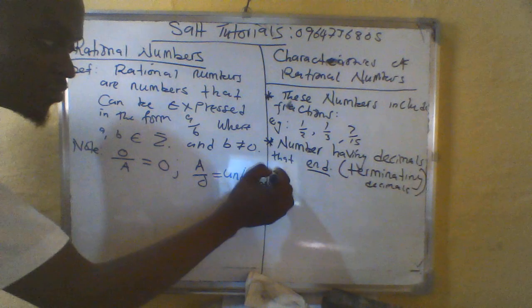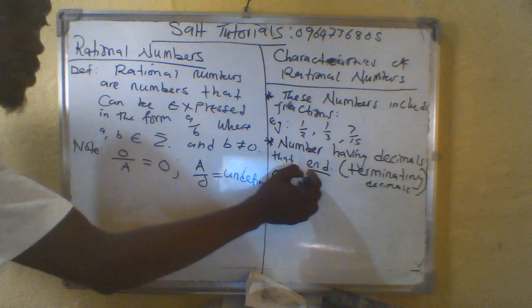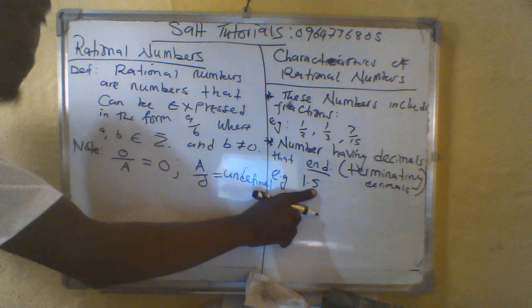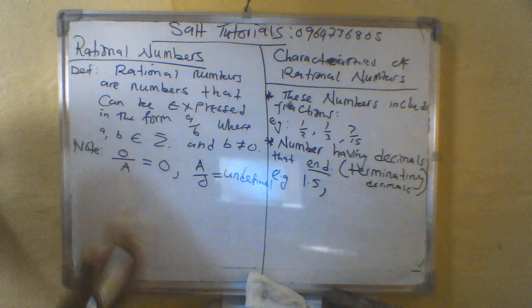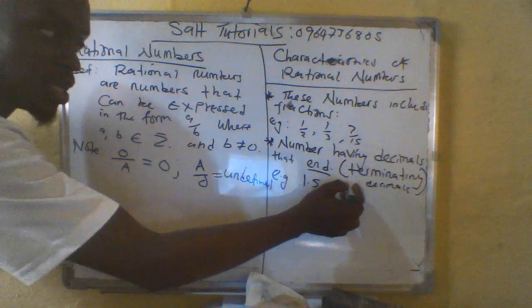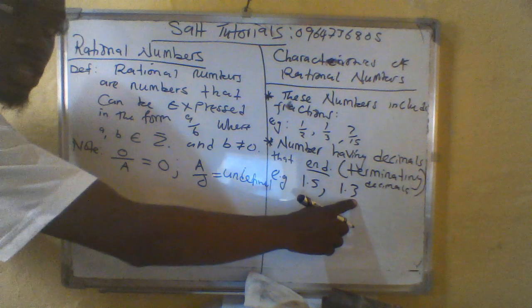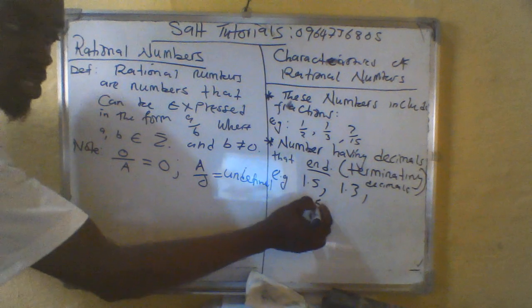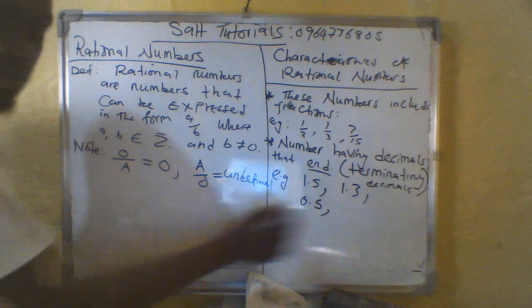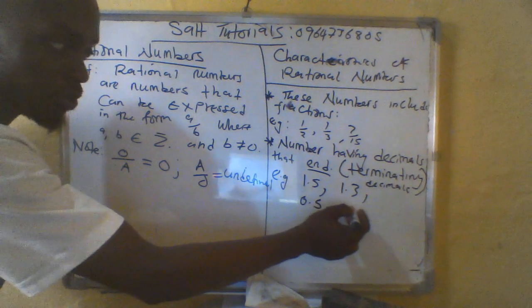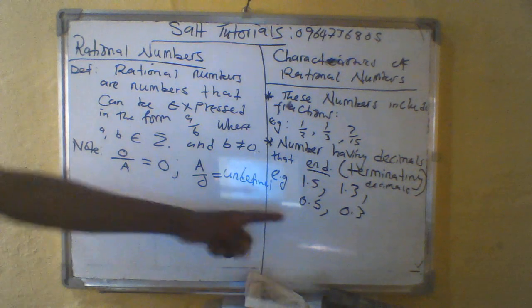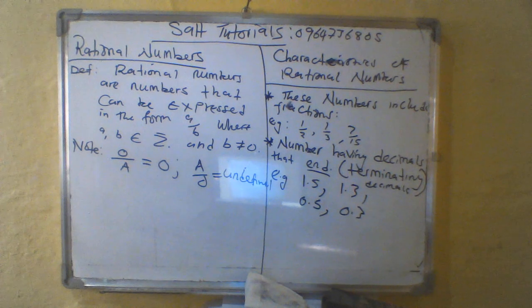rational numbers can have, for example, 1.5. The decimal has ended at 5. Or maybe 1.3. The decimal has ended at 3. We're talking about maybe things like 0.5. The decimal has ended there. And maybe the concept of 0.3. The decimal has ended there. So that's a feature of a certain rational number.